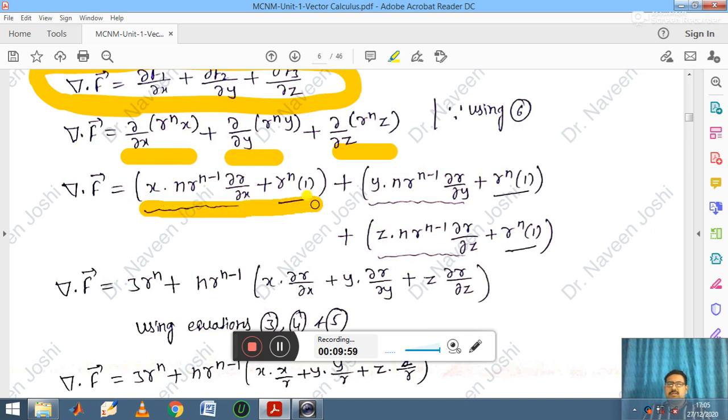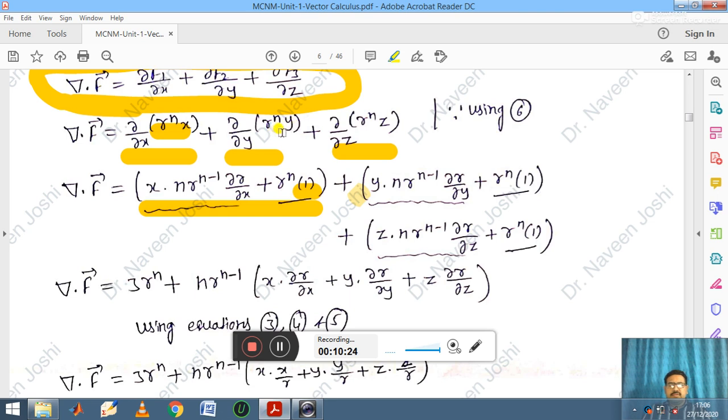For this you use the product rule. You treat x as the first function and r^n as the second function. Then x as it is, r^n differentiation is n into r^(n-1) into dou r by dou x, plus r^n as it is, x differentiation gives 1. Plus then r^n into y.